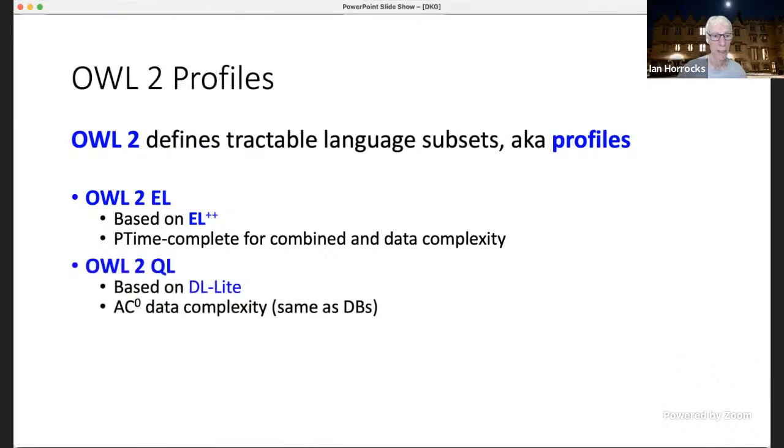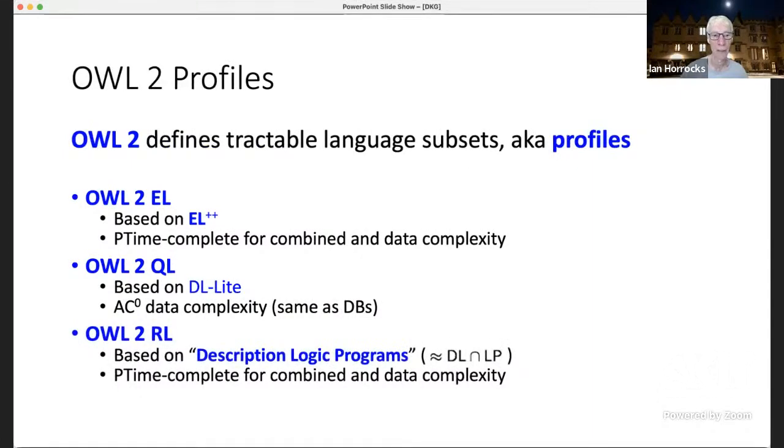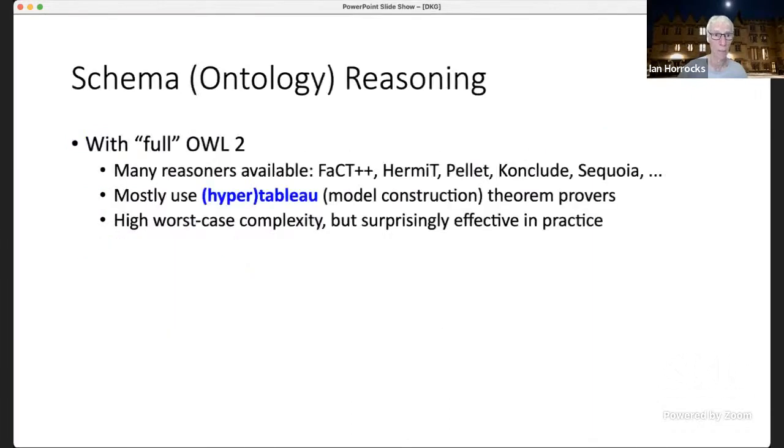both combined and data complexity; OWL2QL, which is based on the DL Lite description logic. And this has actually this AC0 data complexity, which is a complexity class that's inside log space and is the same complexity as relational databases. And RL, which is based on somehow the intersection between description logics and logic programming, and also has p-time data complexity, combined and data complexity.